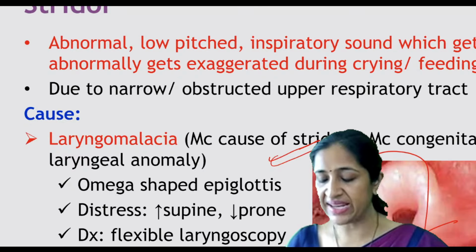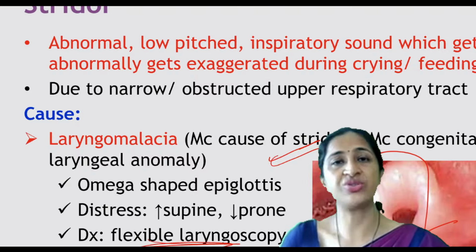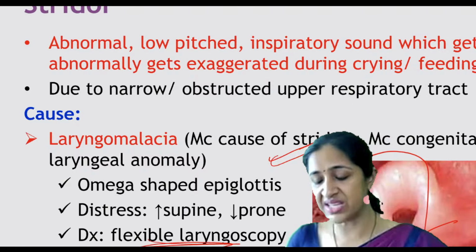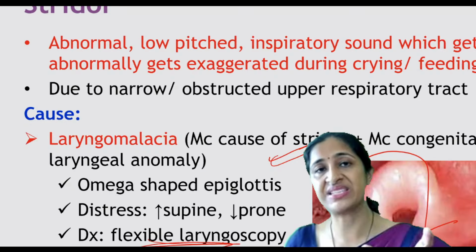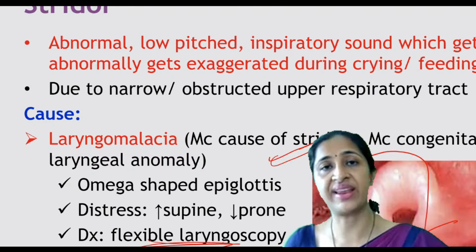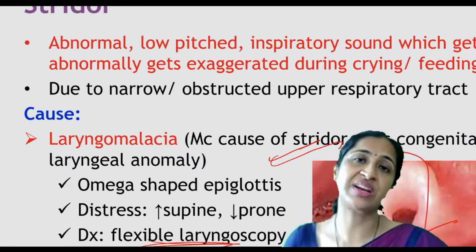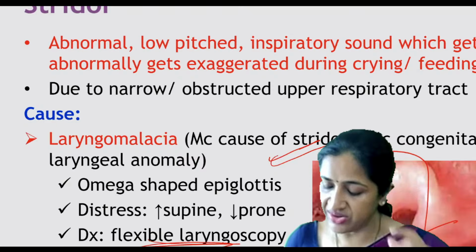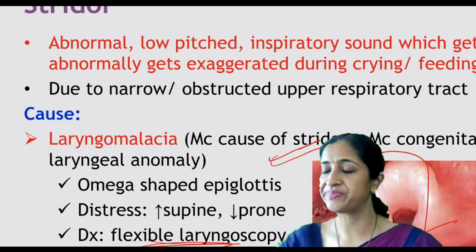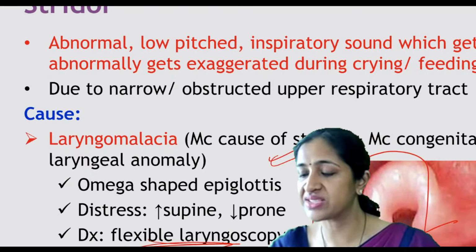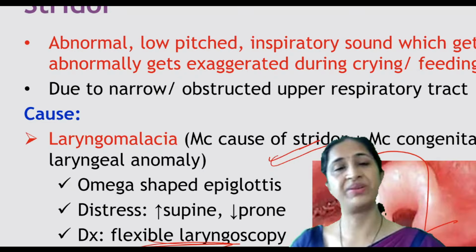Okay. Diagnosis is flexible laryngoscopy. This is essential to visualize it. Management is conservative as long as there is no failure to thrive. Remember, if your case scenario shows a child with severe laryngomalacia having failure to thrive, you have to treat. If failure to thrive is there, treatment is surgery with supraglottoplasty. Okay. Other causes of stridor are subglottic stenosis, vocal cord paralysis, laryngocele, web, vocal cord palsy.